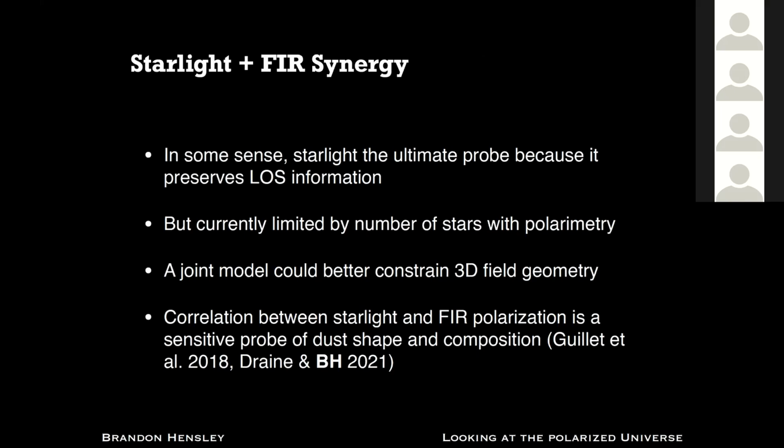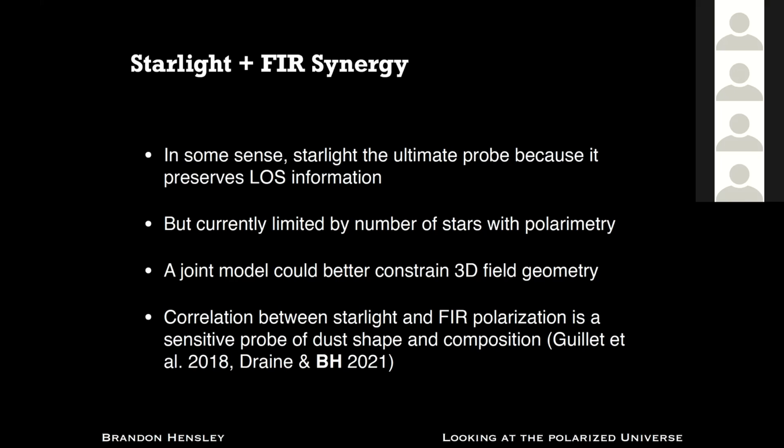Okay, so there's a lot that could certainly be done with a combination of starlight and far infrared. But I would say in some sense, starlight is the ultimate probe because it preserves that line of sight information. Unfortunately, we're really limited by the number of stars that we currently have with polarimetry. One could imagine, if we had stars over a large fraction of the sky, and then these far infrared observations that we know are highly correlated, we could really do a nice job of doing a joint model of what this 3D magnetic field geometry is over the full sky.